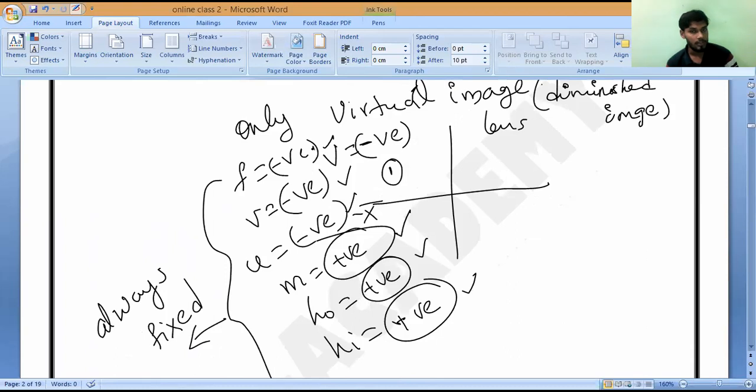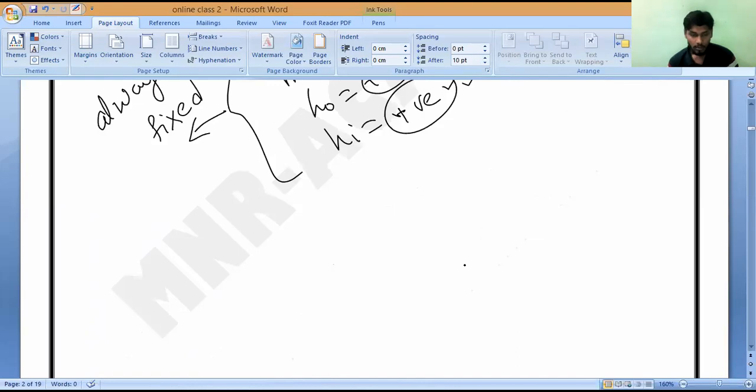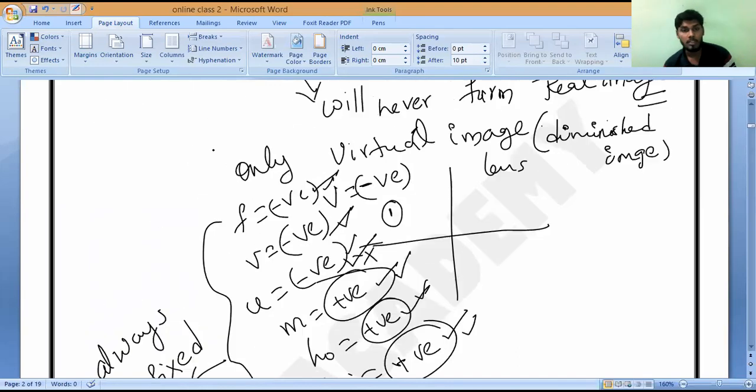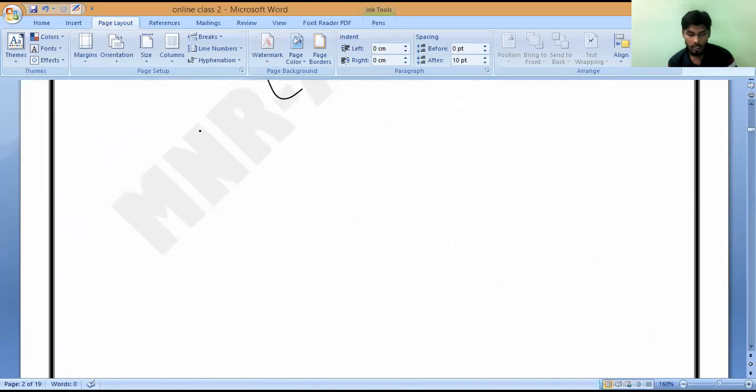Focal length sign convention is always negative. Image distance is always negative. Object distance is always negative. Magnification is always positive. Height of the image is positive, and height of the object is also positive. So this is always fixed. Understanding, all of you? Now we will go for the rules for obtaining the images formed by concave lens.